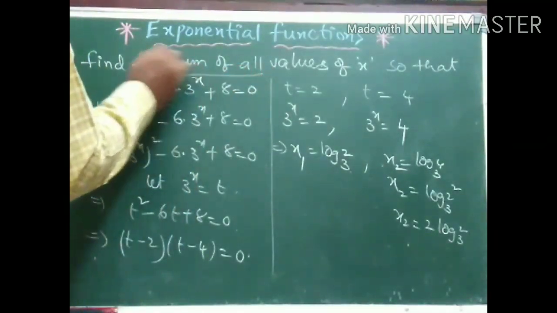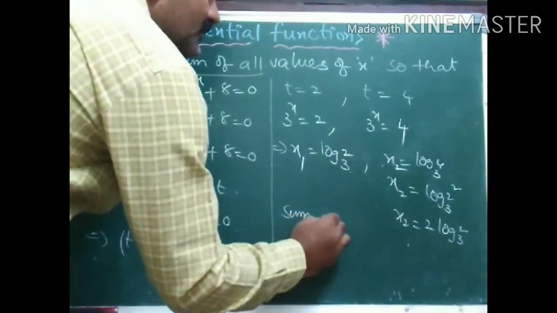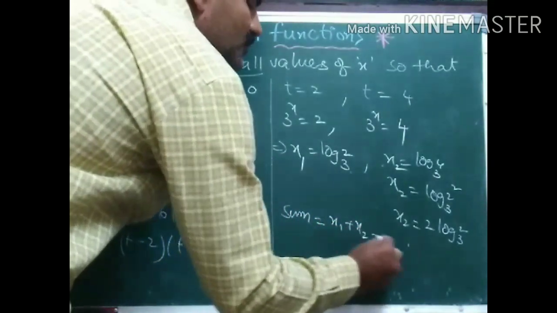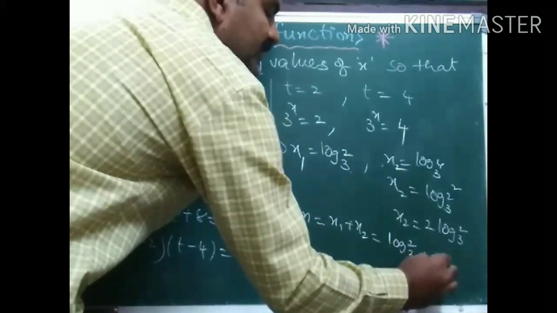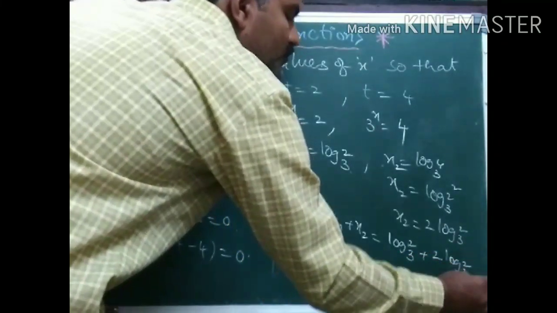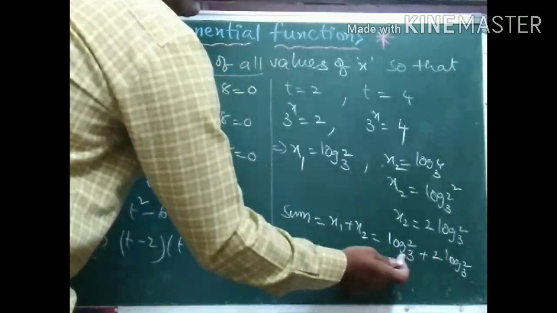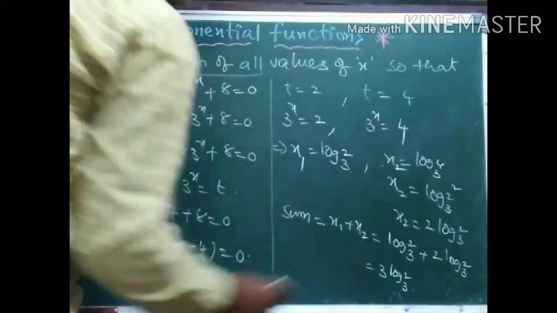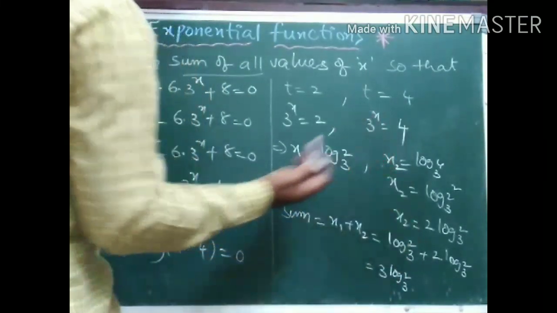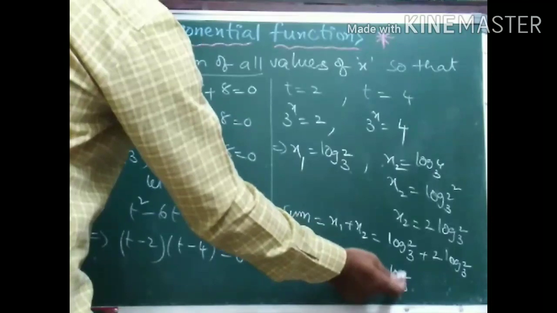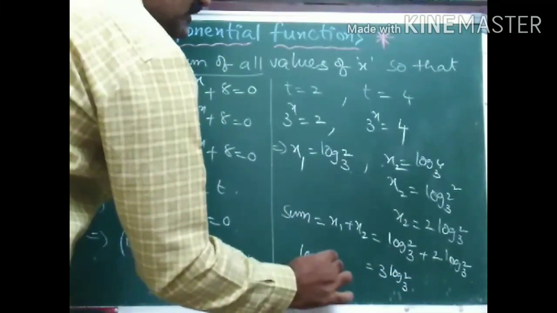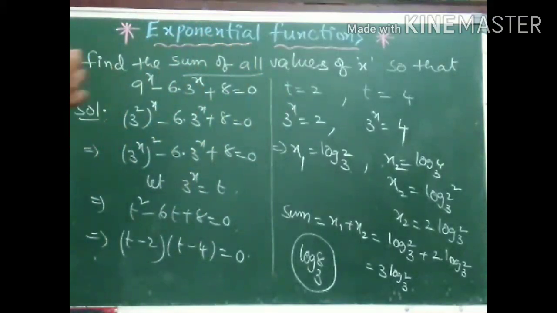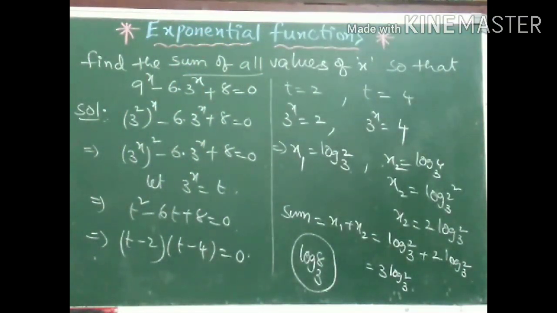Now once again what is required here? Sum I need, that is x1 plus x2. So x1 is log 2 to the base 3 and x2 is 2 log 2 to the base 3. So 2x plus x, and this is nothing but 3 into log 2 to the base 3. Now once again this 3 if I bring into the power, 2 cube, which is equal to 8. Hence the answer, sum of the values of x, is nothing but log 8 to the base 3. Log 8 to the base 3 is the answer.